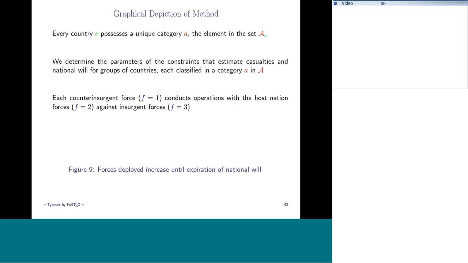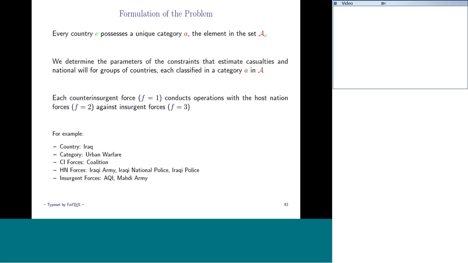And so what we do is we stuff all the statistics and these theories and this notion of the expiration of national will into a mathematical program that's supposed to determine things based on some sets. We have forces, different types of forces in the country, clearly. We have different countries, and we have categories. Categories of the counterinsurgency, which we've determined from the statistical regression.